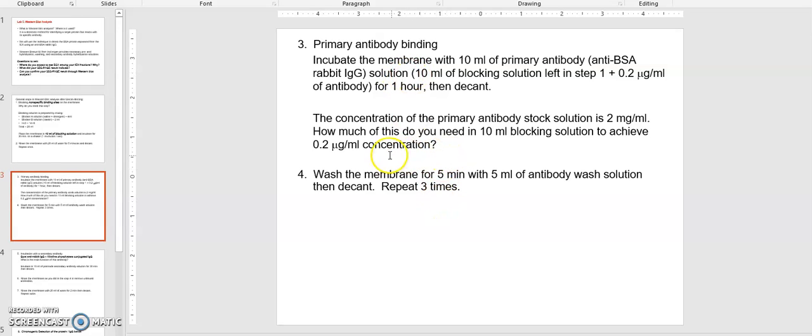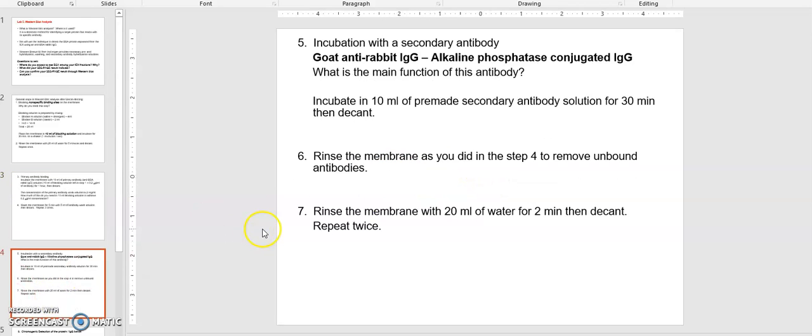And then incubate your membrane in the binding solution for about how long? One hour incubation, and after that, get rid of the antibody binding solution and wash the membrane with wash solution, about 5 minutes each, about 3 times, to make sure all the unbound primary antibody is gone.